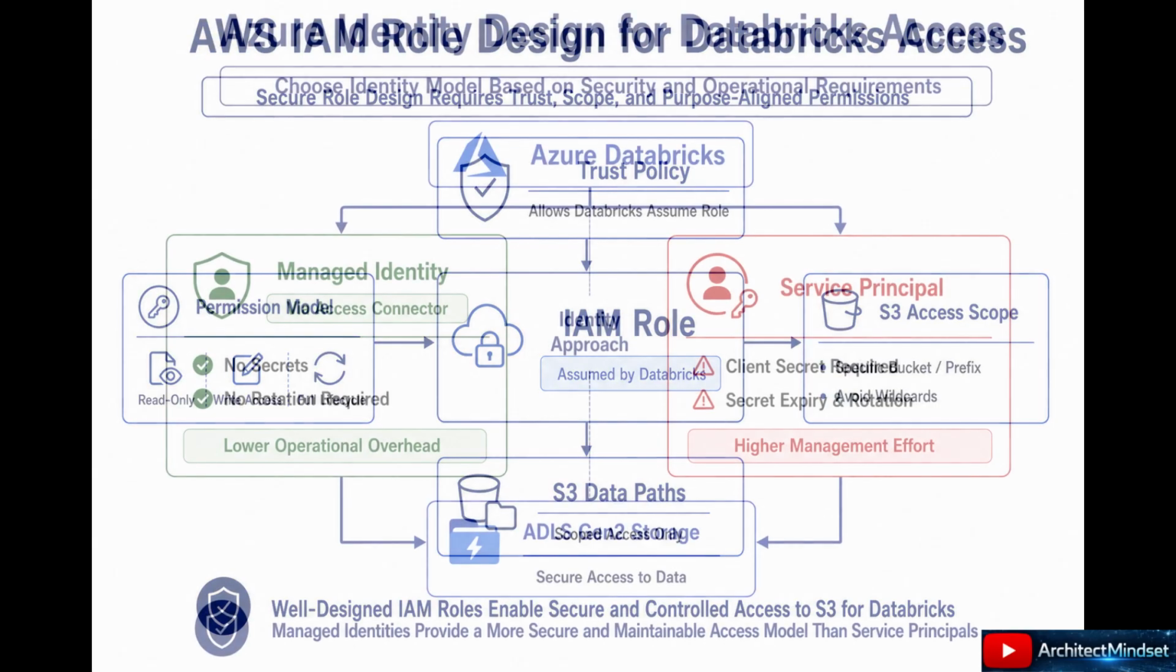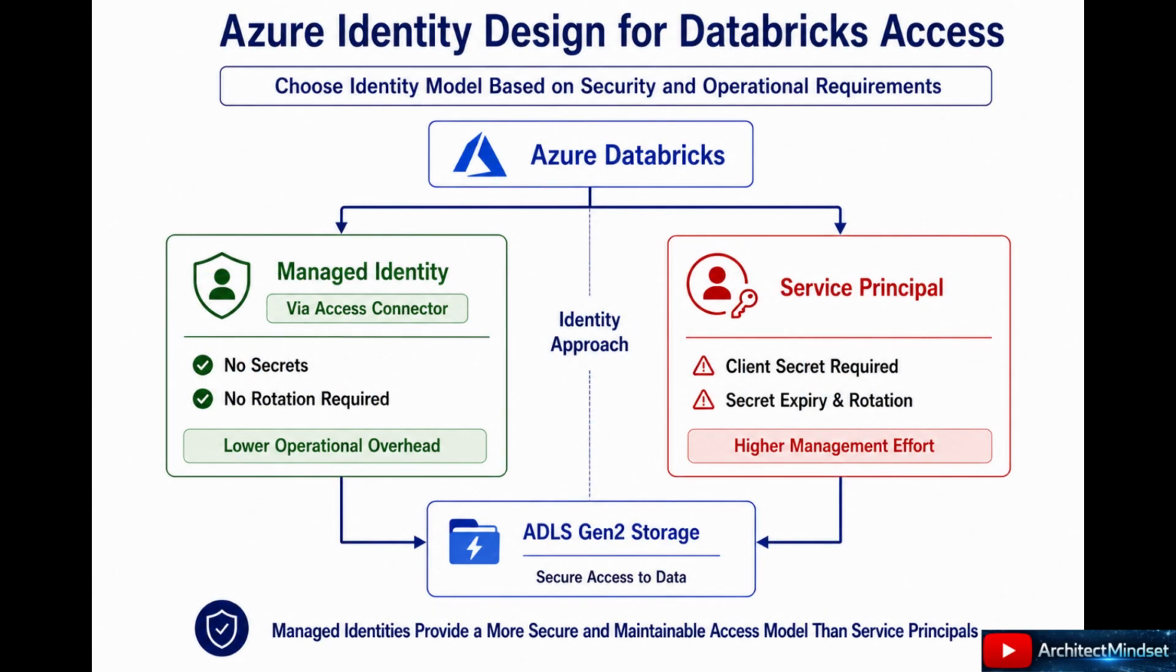On Azure, the preferred modern pattern is to use managed identities through an Azure Databricks Access Connector where possible. Managed identities reduce secret management overhead because there is no client secret to rotate. Service principals can still be used in some scenarios, but they introduce additional responsibilities around secret lifecycle, expiry, and rotation.